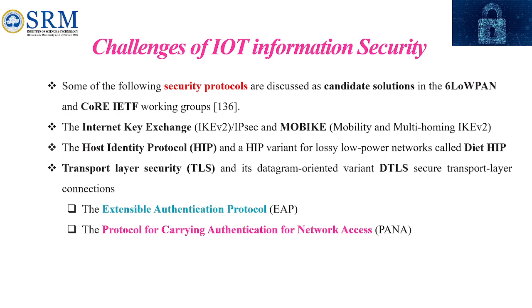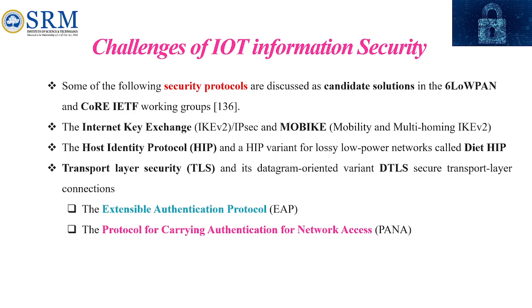So these are the security protocols we have in the candidate solutions in 6LoWPAN and CoRE IoT. As I showed you previously, the protocols are implemented over different types of application domains. The last ones are different types of protocol: Internet Key Exchange, Host Identity Protocol, and Transport Layer Security. These play a vital role in IoT security.